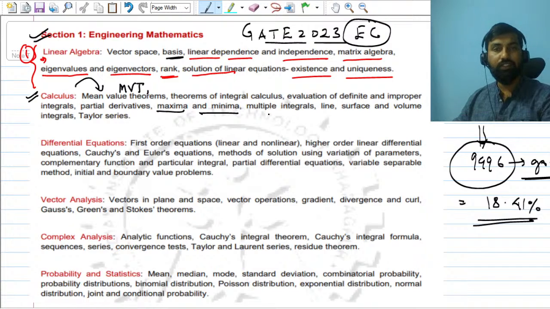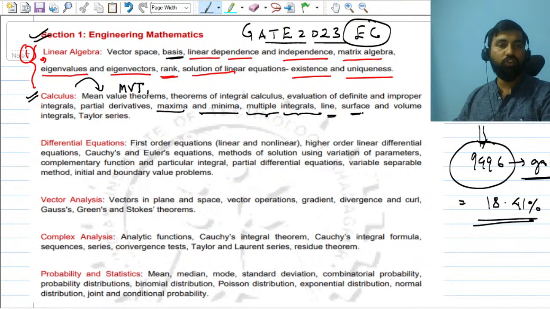In multiple integrals, we will talk about line integral, surface integral, and volume integral. This plays an important role in electromagnetic theory as well, where we talk about line charge, surface charge, volume charge, all those things.